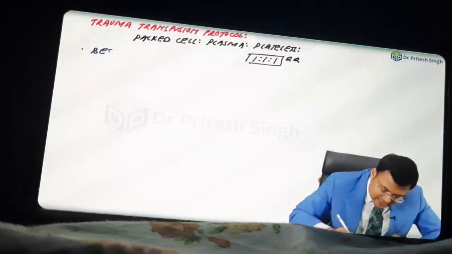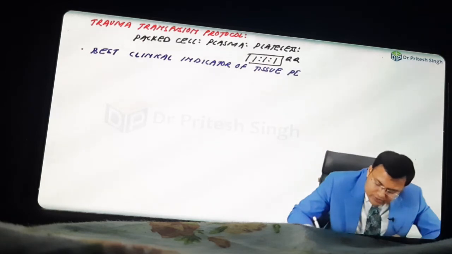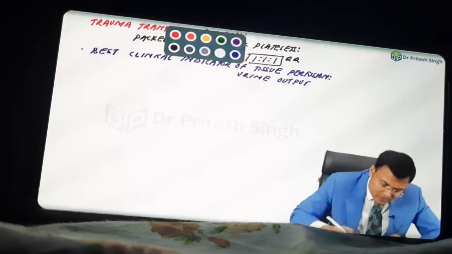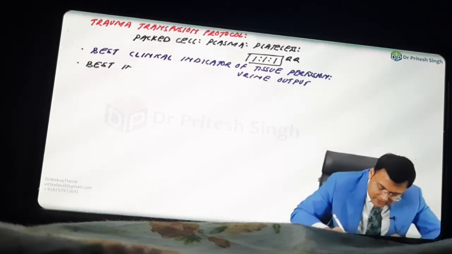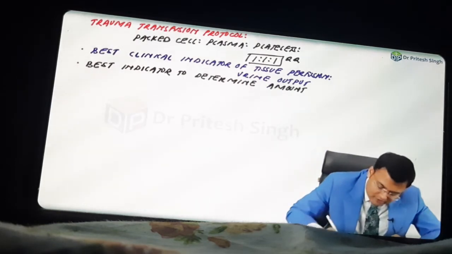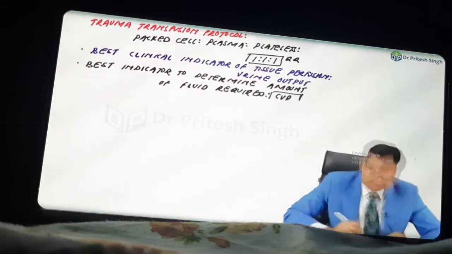After that, one general question. What's the best clinical indicator of tissue perfusion? We already discussed it. It's the urine output. Now second question. What is the best indicator to determine the amount of fluid required? And that is CVP. So these are the questions. This is how we are going to monitor.